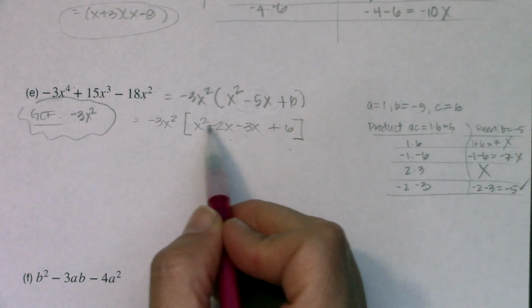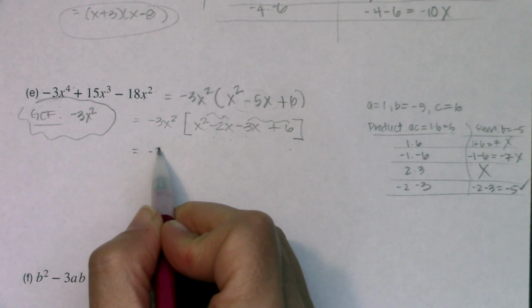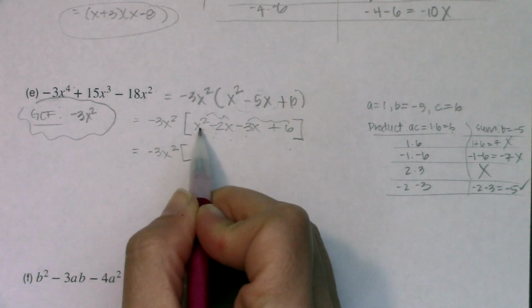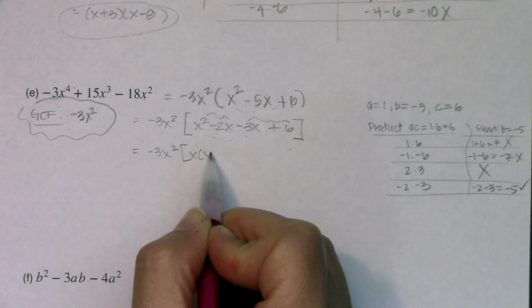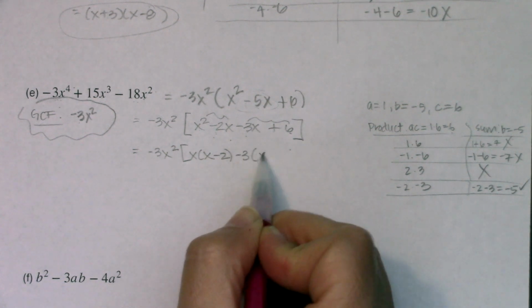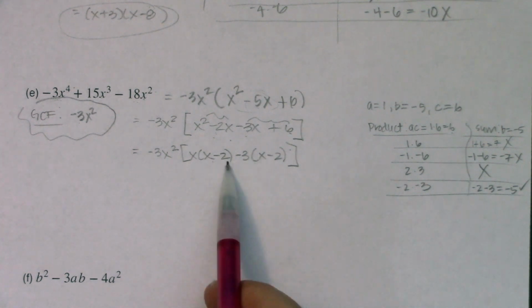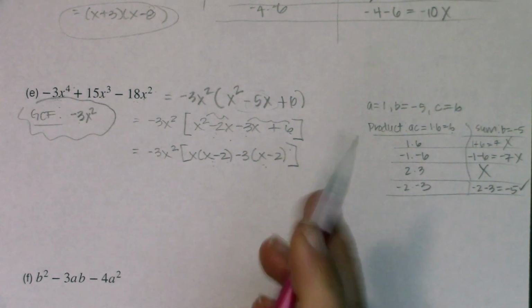All right, now I've got to factor by grouping. I'll take these two and these two. So I'm going to have negative 3x squared. All right, I can factor out an x here and be left with x minus 2. I'm going to factor out a negative 3 here and be left with x minus 2. My back factor, that back binomial matches, great.